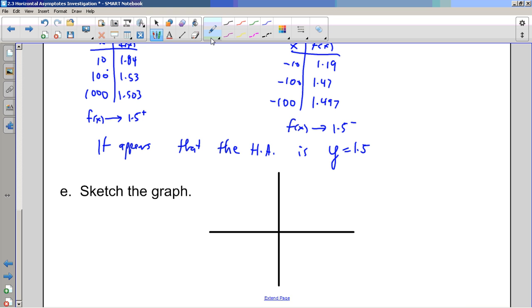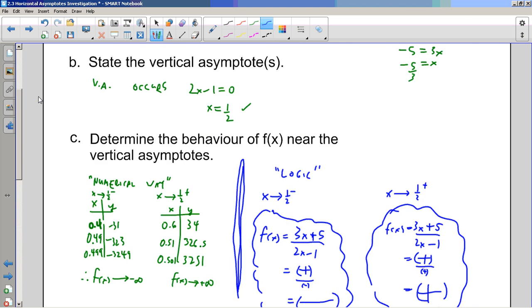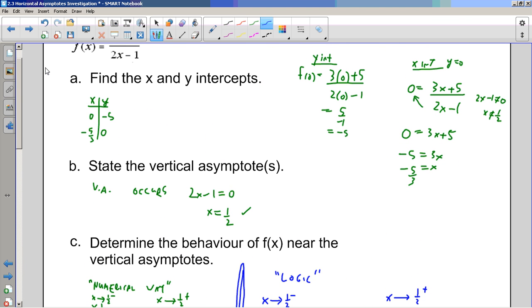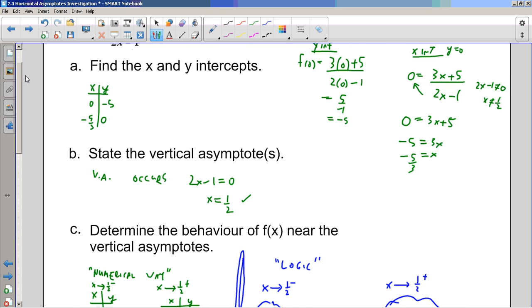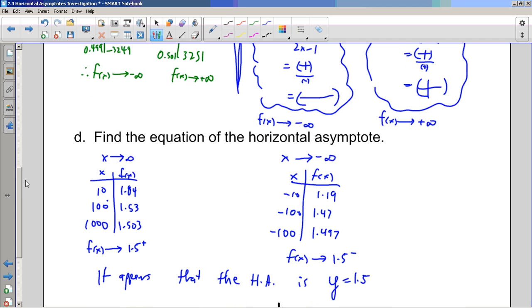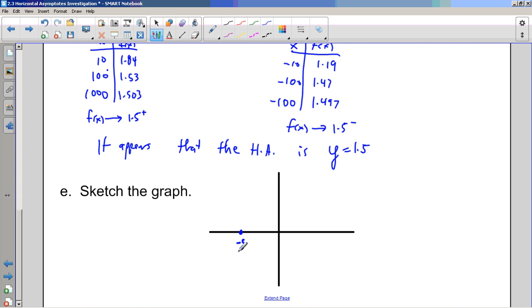So what do we got? The first calculation gave us x and y-intercepts, x-intercept at negative 5/3. So over here we had a point at negative 5/3. And the y-intercept was negative 5 down here.